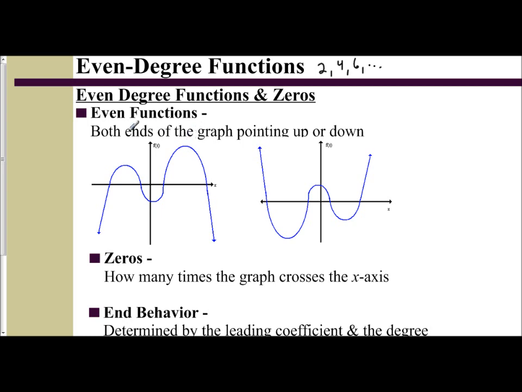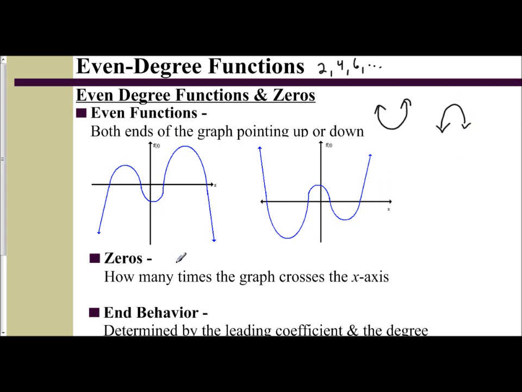When you're dealing with an even degree function, both ends of the graph are either going to be pointing up or they're going to be pointing down. So with even degree functions, your end behaviors are going to be pointing in the same direction. And you can realize that if you think about how quadratics were U-shaped. You know, they're pointing in the same direction, whether you are opening upwards or you're opening downwards.